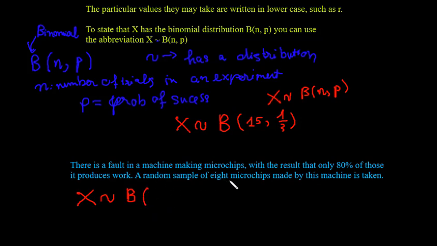We take a random sample of 8 microchips, so n is 8, and we know that only 80% of those it produced work, meaning that the probability of success p is 0.8. That's how we present a binomial distribution in this case. From a question that we have, we can write it in this form in order to understand it easily and simply. And from this form, we can understand what the question is talking about.